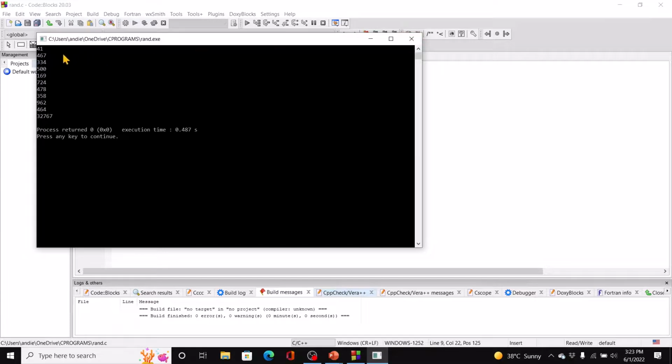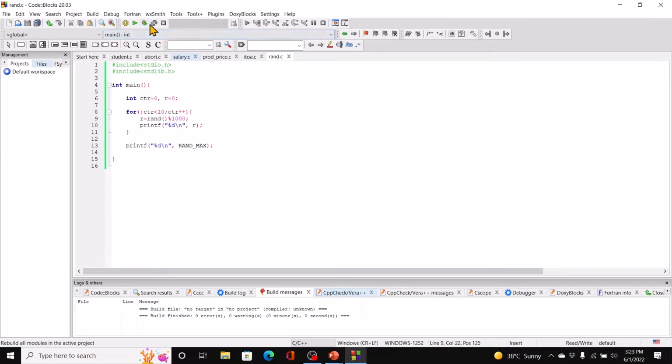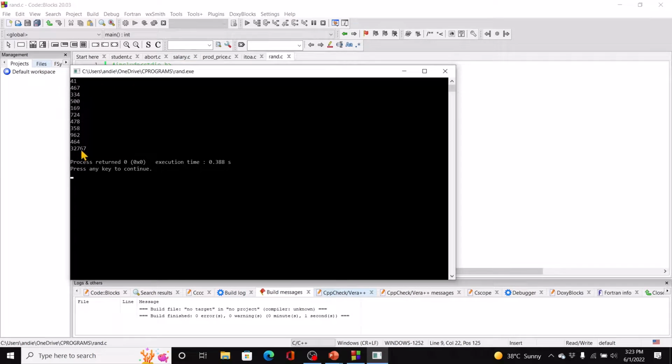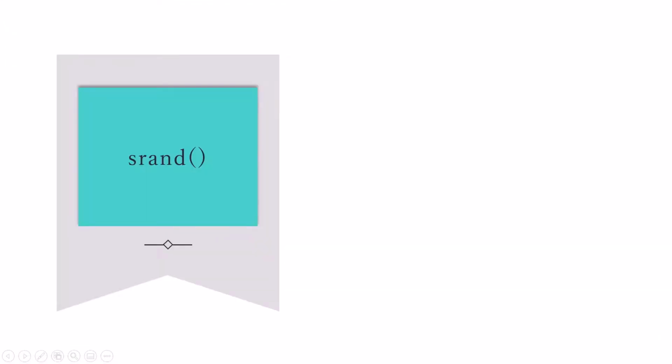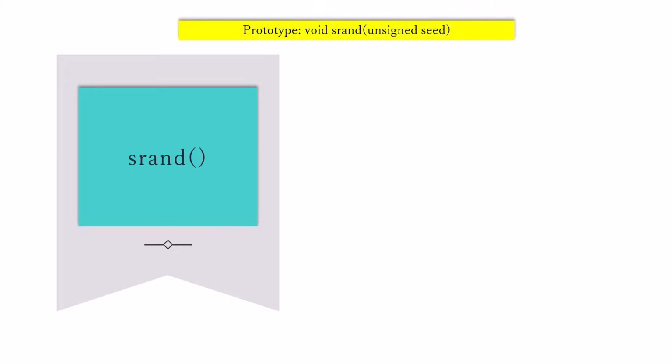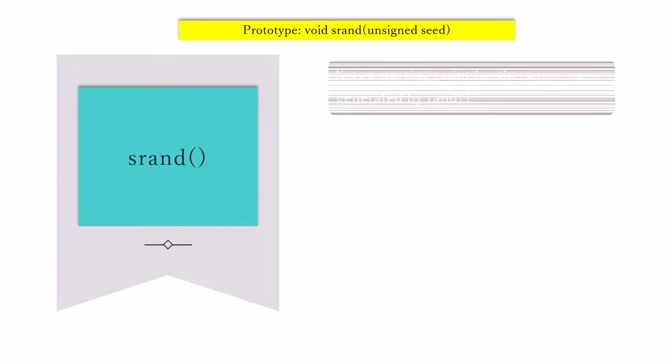But notice one thing, the first number generated is 41. If I run this again, I get the same numbers. What if I wanted different numbers every time I ran this? In that case, we will have to use srand. And this function, you can see from the prototype, returns nothing, but takes an unsigned seed. So we are setting the starting point for that sequence to be generated.